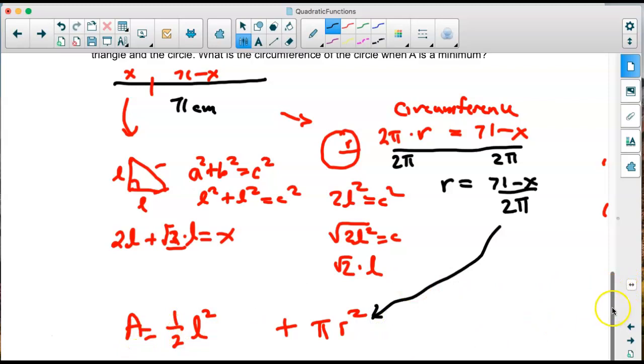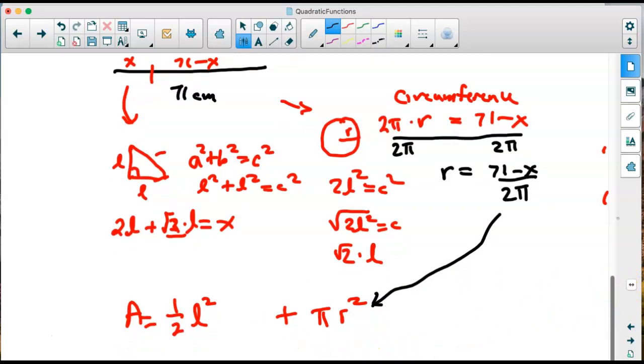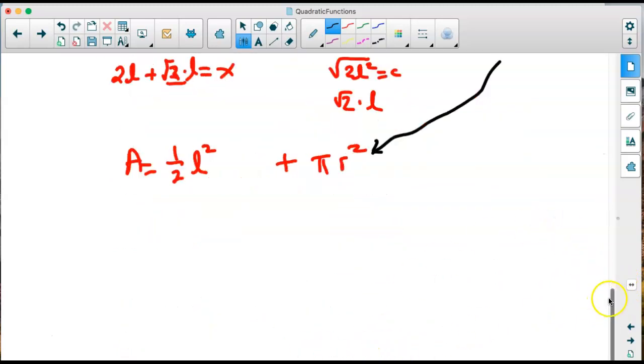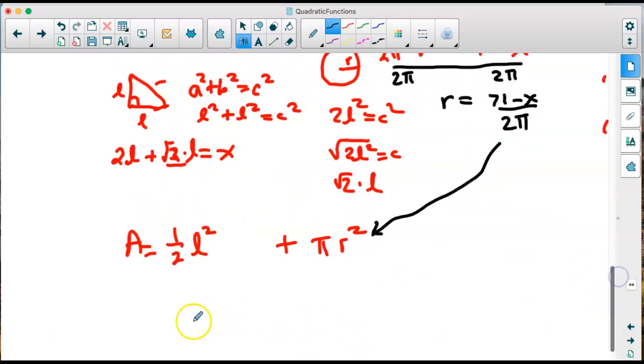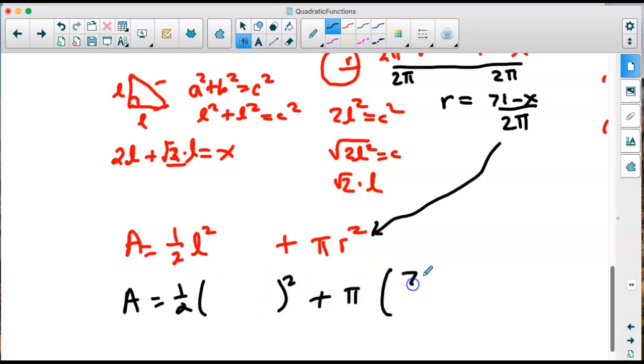So that part of it is going to be... we don't know what this is yet. Pi times 71 minus x over 2 pi squared. So we know what that is. This is r. Now we're going to have to figure out what L is here.